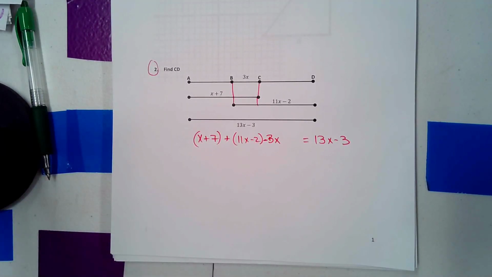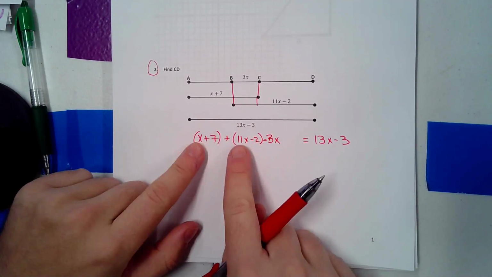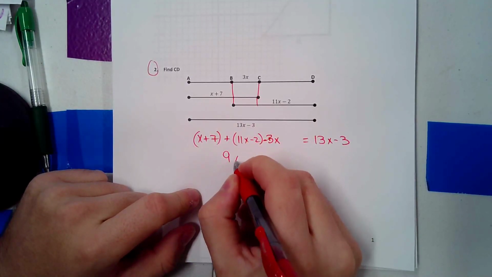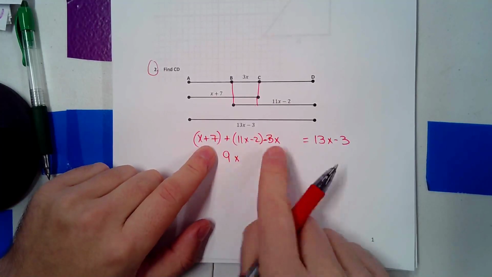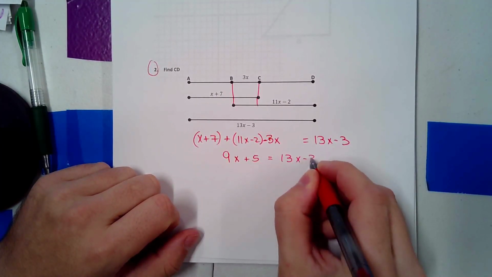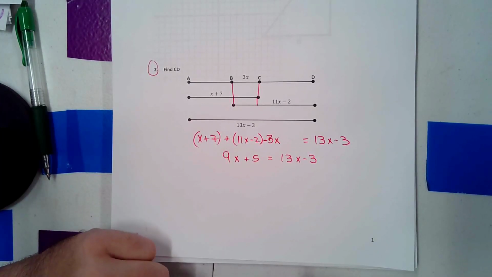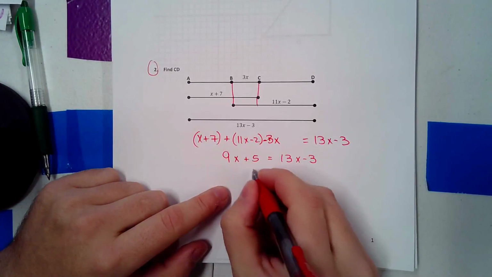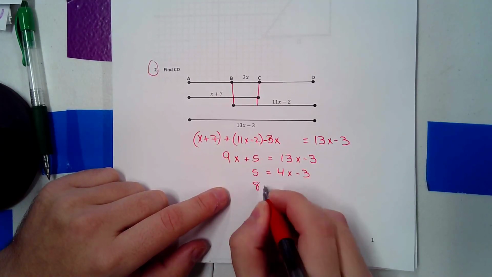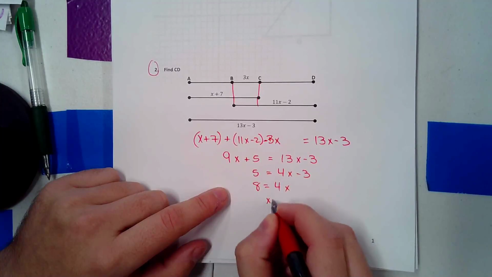Get our x's together. Terrible idea in real life, great idea in math. On this side, we have 12 x's minus 3 x's. Well, it's going to be 9 x's, which is a lot. 7 minus 2 is 5. So now that I've condensed each side, now let's get our x's together across the way, right? I subtract 9x from both sides, and I get 5 equals 4x minus 3. I add 3, I get 8 equals 4x. I divide by 2, and guess what? X equals 2.